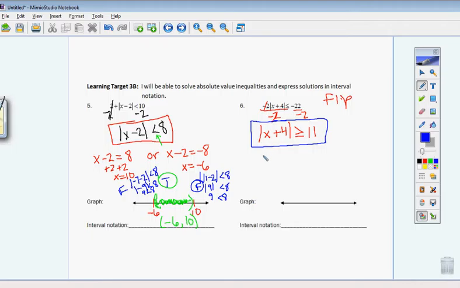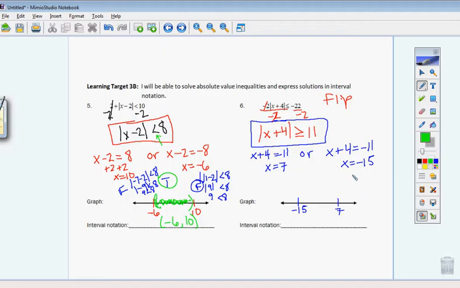So now I pretend that says equal, and I would say x plus 4 is equal to 11, or x plus 4 is equal to negative 11. And then I solve each of these, subtract 4 to both sides, I'm going to get a 7. Subtract 4 to both sides, I'm going to get a negative 15. Okay, so here's negative 15 right here, and then over here we have ourselves a 7. So basically when we look in here, we got to be able to shade. Well, it's greater than, so it's going to be the outside regions, but listen to my words very carefully as I do this.